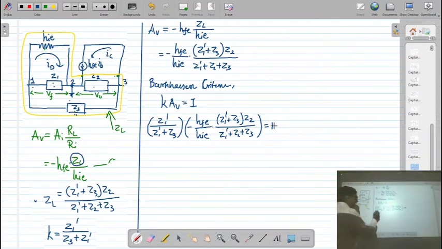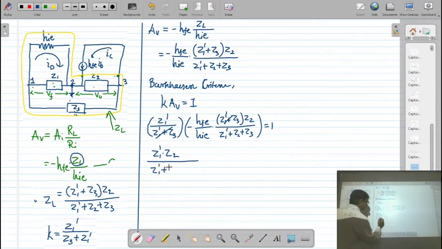So here you can see Z1 dash plus Z3, and here also in the numerator it is there. So we can cancel this and we will get Z1 dash into Z2 divided by Z1 dash plus Z2 plus Z3, and this is equal to, if you take the HFE by HIE ratio on other side, then minus HIE upon HFE.